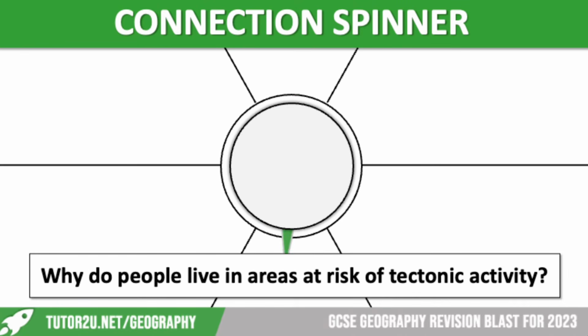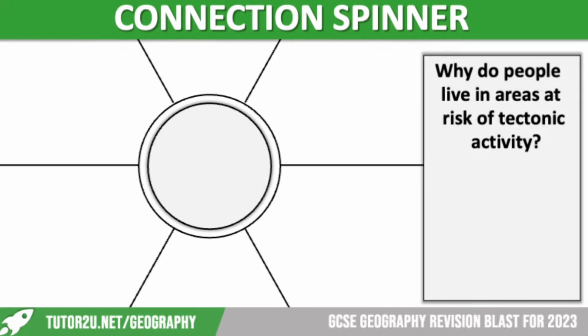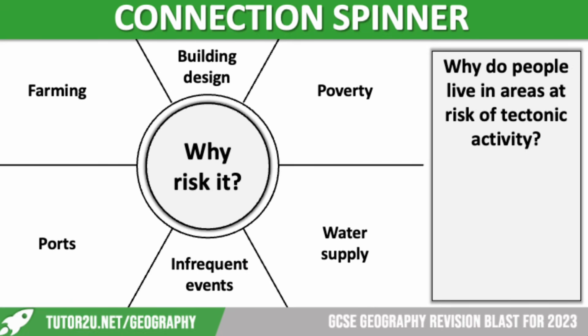Right, we're going to move on to a connection spinner activity now. We're going to have a look at why people choose to live in areas at risk of tectonic activity. We have 6 factors on the board. So building design, poverty, water supply, infrequent events, ports and farming. So why do people live in areas at risk of tectonic activity? Let's have a look at where our spin is going to land.